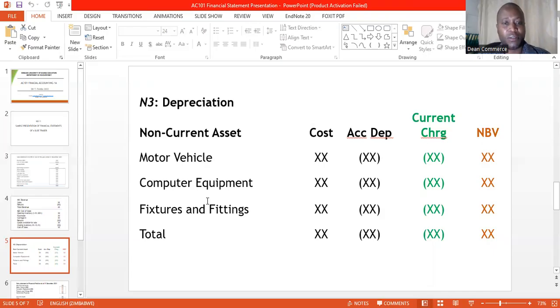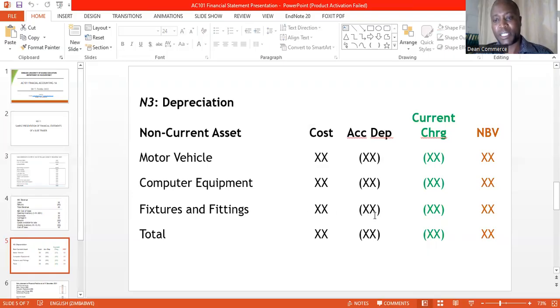Computer equipment will have the cost, accumulated depreciation for the previous periods, and then the current charge for the current period. These two figures are both subtracted from the cost of this equipment, and then we get the net book value, which is this figure. But for the purpose of depreciation for the current period, we are going to deduct only the current charge of depreciation. The same applies with fixtures and fittings.